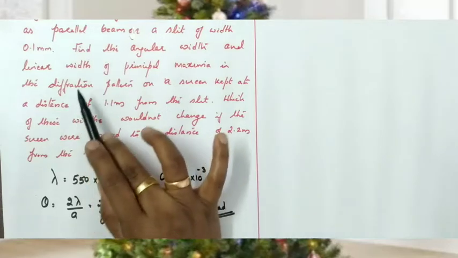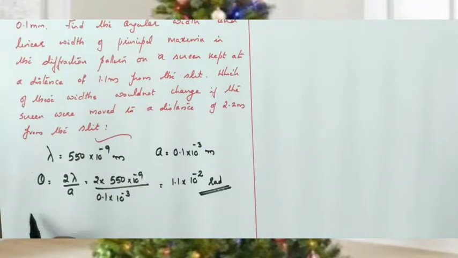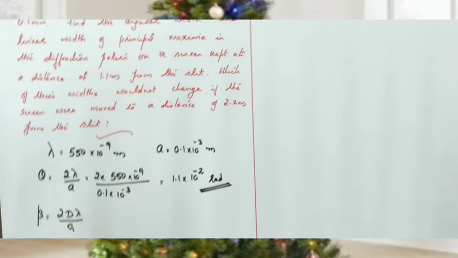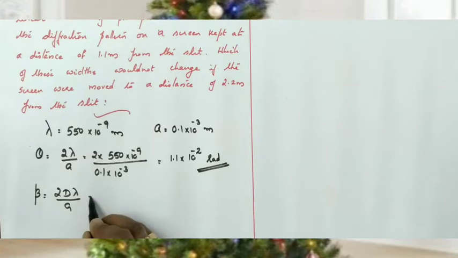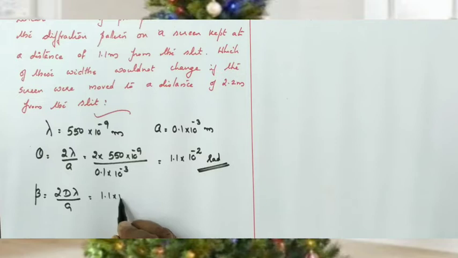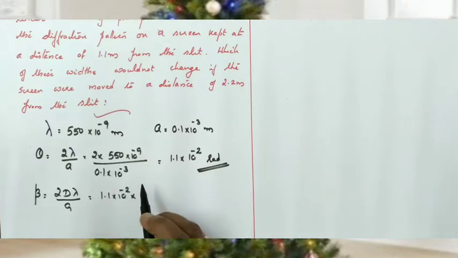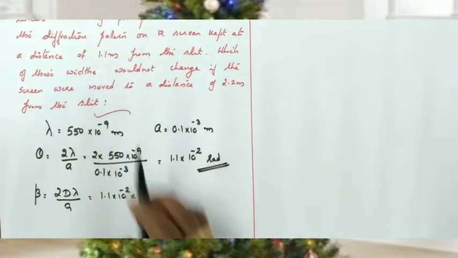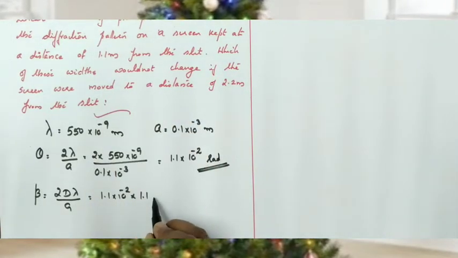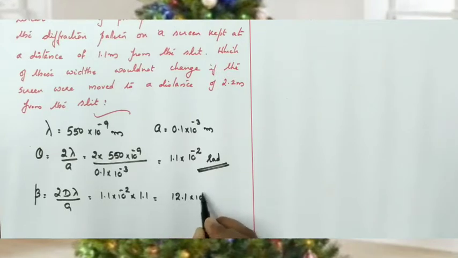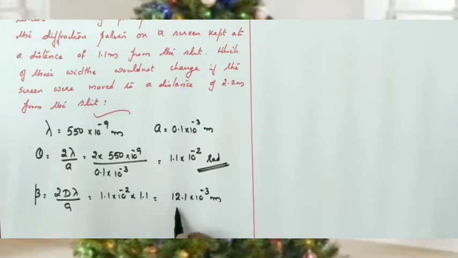Now we have to find out the linear width. Linear width is beta. Beta is equal to 2D lambda by a. So it is equal to 2 lambda by a, which is this one, no? So, 1.1 into 10 raised to minus 2 into D. What is D here? Capital D is equal to 1.1 meter. So, the answer is 12.1 into 10 raised to minus 3 meter.